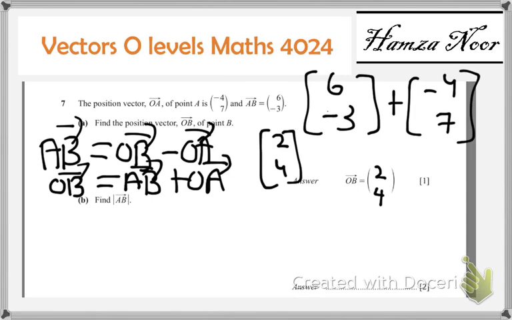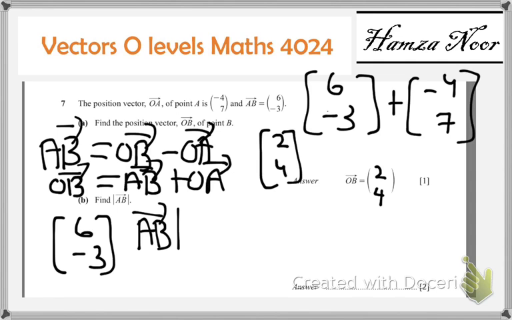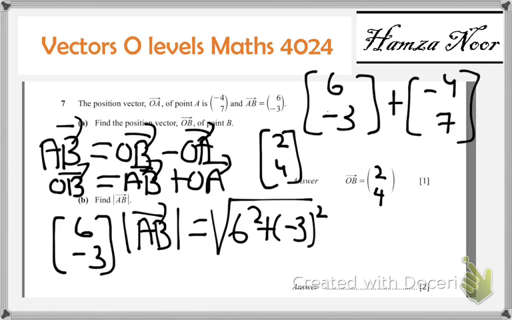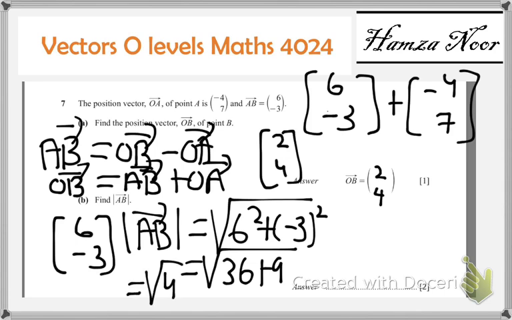And part B is asking to find the modulus of AB. So the AB vector is (6, -3). So the modulus of AB, the magnitude, will be equal to 6 squared plus (-3) the whole thing squared. So 36 plus 9, which is equal to 45, and our answer will be root 45.